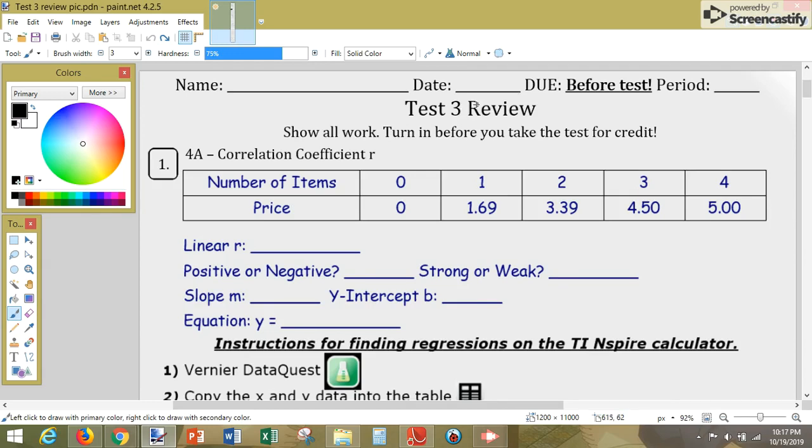Test 3 review. This is due before the test. Show all your work, turn in before you take the test for credit.